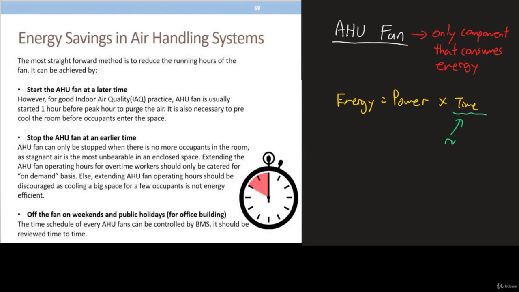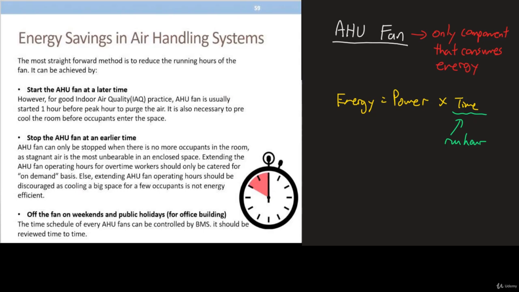So for example, instead of switching on your AHU for 10 hours, if it's possible to achieve thermal comfort at 9 hours or 8 hours, then do it. So you can maybe start the AHU fan at a later time. Let's say your occupants haven't occupied the space, you don't have to switch it on so early. You may try to adjust it. Start the AHU 1 hour before peak hour, to purge the air.